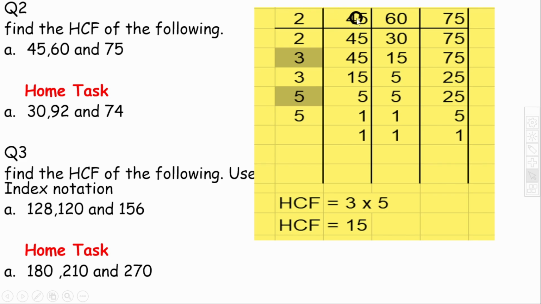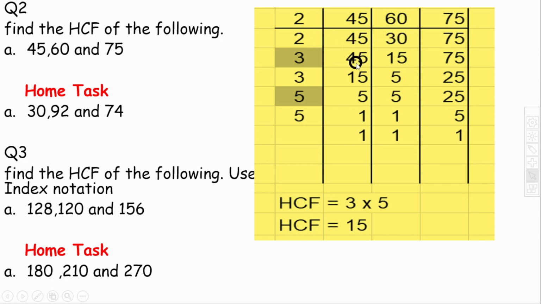2 in 45 will give us a remainder, so we don't divide it. We just write 45 down. 2 in 60, 2 in 6 is 3, 2 in 0 is 0. So it divides this. 2 in 75 is not possible because it will give us a remainder. So we still write the 75 down. But you can see that we can still use 2 to do the division because this is an even number.